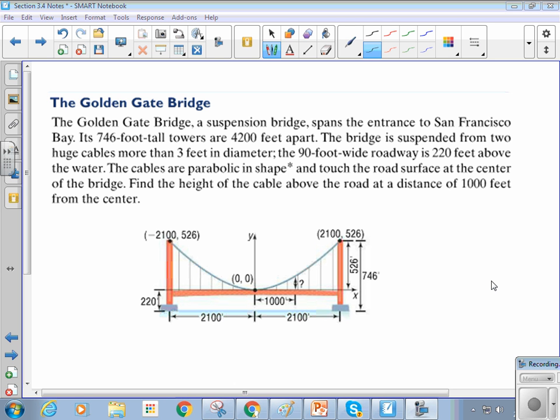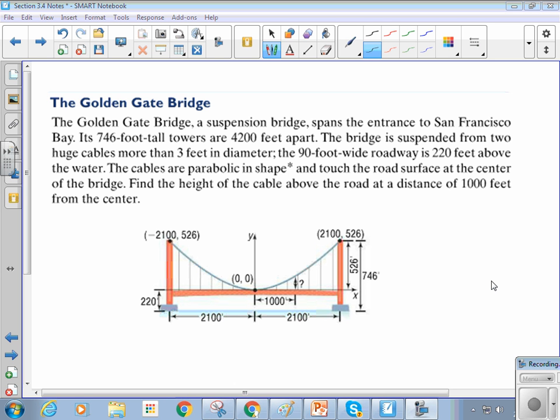And they are 4,200 feet apart from tower to tower. The bridge is suspended from 2 huge cables more than 3 feet in diameter. Those are big old fatty cables. By the way, you don't have to write any of that down. If you just draw the picture, all of our information is in this one diagram.